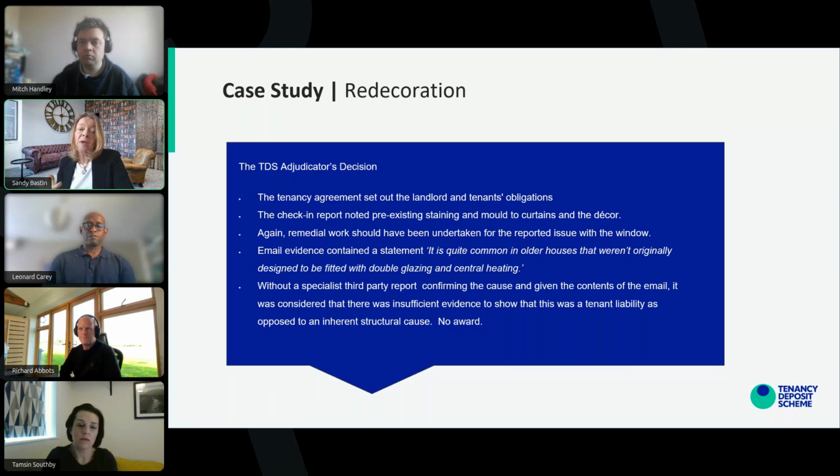And there was also email evidence contained within the bundle that was provided, indicating that it was very common in this particular style of house that weren't originally designed to be fitted with double glazing, that there was an issue. And so without a specialist third-party report confirming the cause, and given the contents of the email and the fact that it had been reported that a window wouldn't open, it wasn't sufficient for tenant liability to be determined, as opposed to an inherent structural cause.